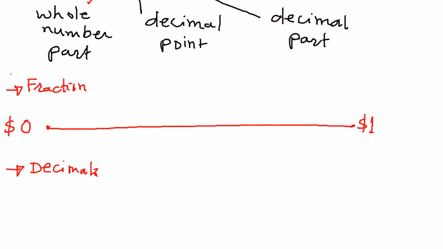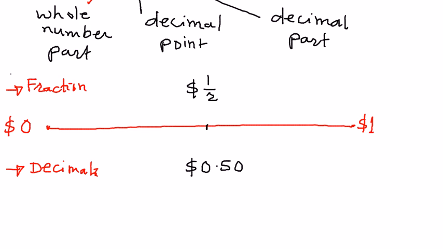So the relation is as follows. If I were to divide this $0 to $1 into half, I can represent half a dollar as a fraction as follows, 1/2 dollar. 1/2 is a fraction, and the same thing I can represent in terms of decimals as 0.50. That is 50 cents. That is how we are able to process the information of fractions and decimals in our mind.